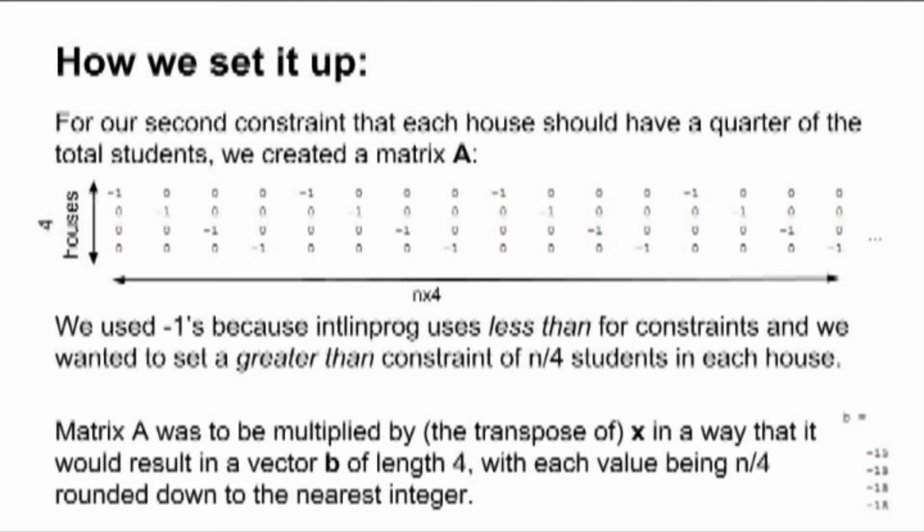The second constraint is that each of the 4 houses needs to have a quarter of the total students. A times x allows us to basically count the number of students in each category. Each row of A counts a different house, and using b we can set that to a quarter of the total students. Inequality constraints for intlinprog are in the form A times x is less than or equal to b, and we needed A times x to be greater than or equal to b since we wanted there to be at least a certain number of students in each house, which we could set using b. So that's why we use negative values in this constraint. b has a length of 4, and it was telling intlinprog that each house needed to have at least 15 students since we had 63 students respond to the survey.